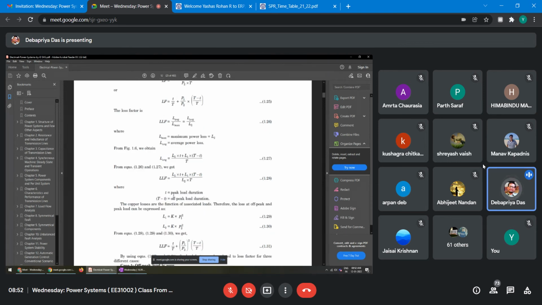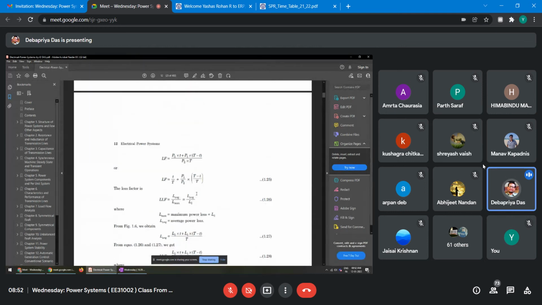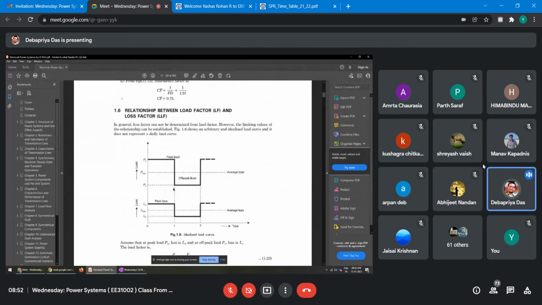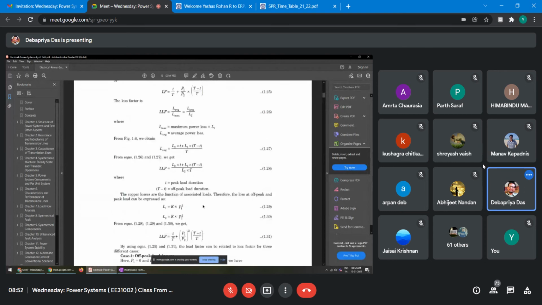This is the typical error. Correct, small t is the load duration. This is the load duration, this small t. And capital T minus small t is the off-load duration, like I told you. I told you that all the loss will happen in the transformer.